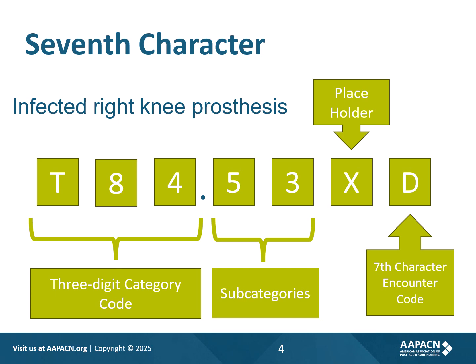D is the subsequent encounter, and that is where we usually have our folks because we are providing that subsequent level of care in the nursing facility setting. So we have our final code, T84.53XD, infected right knee prosthesis.